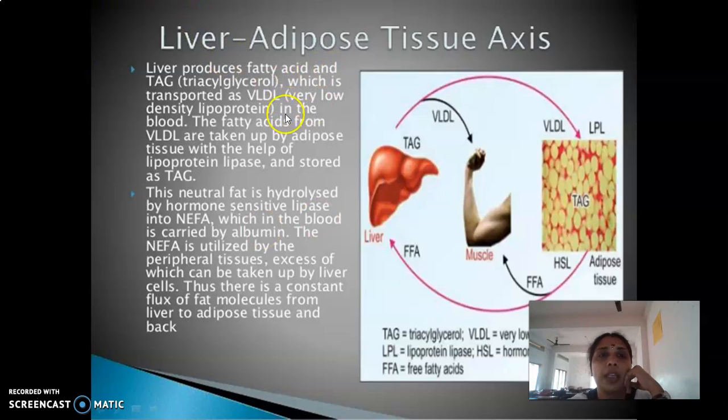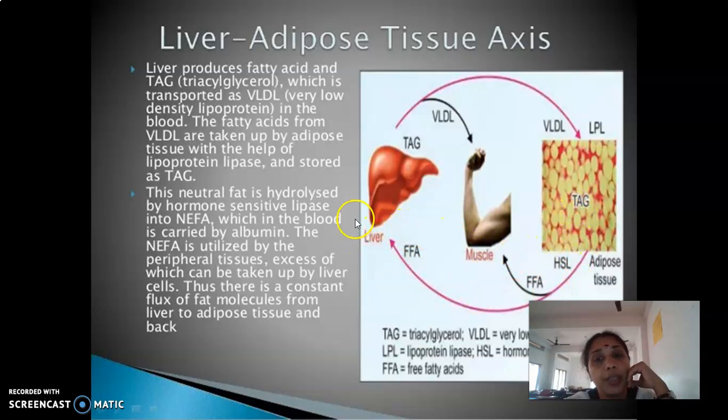So liver produces the fatty acids and the TG, which is transported as VLDL in the blood, taken up by the adipose tissue with the help of lipoprotein lipase, and the TG is stored there. So these yellow color substances are the triacylglycerol. This is also known as neutral fat or depot fat. Whenever energy demand arises, the hormone sensitive lipase comes, breaks the TG and liberates the free fatty acids, or non-esterified fatty acids, and glycerol, right?